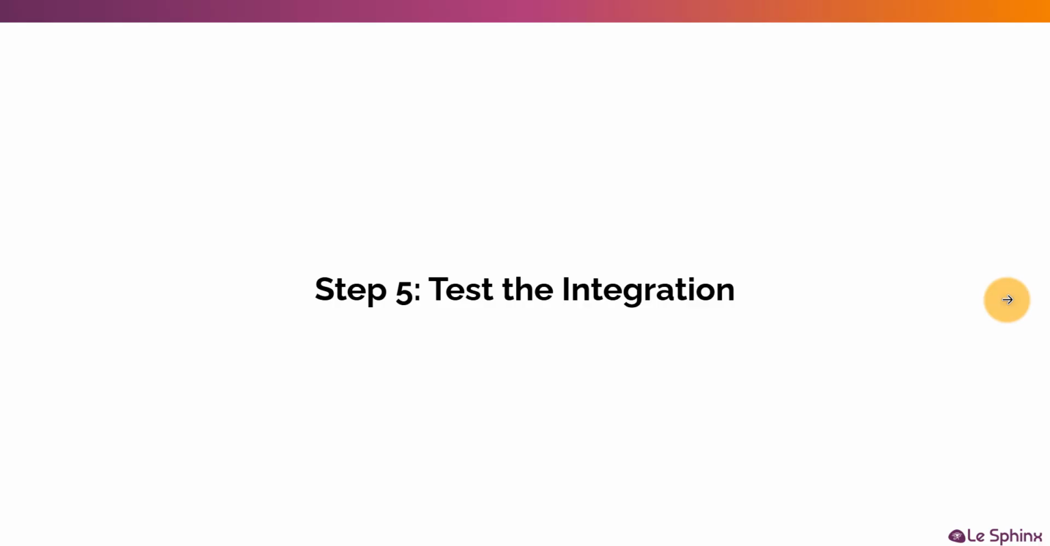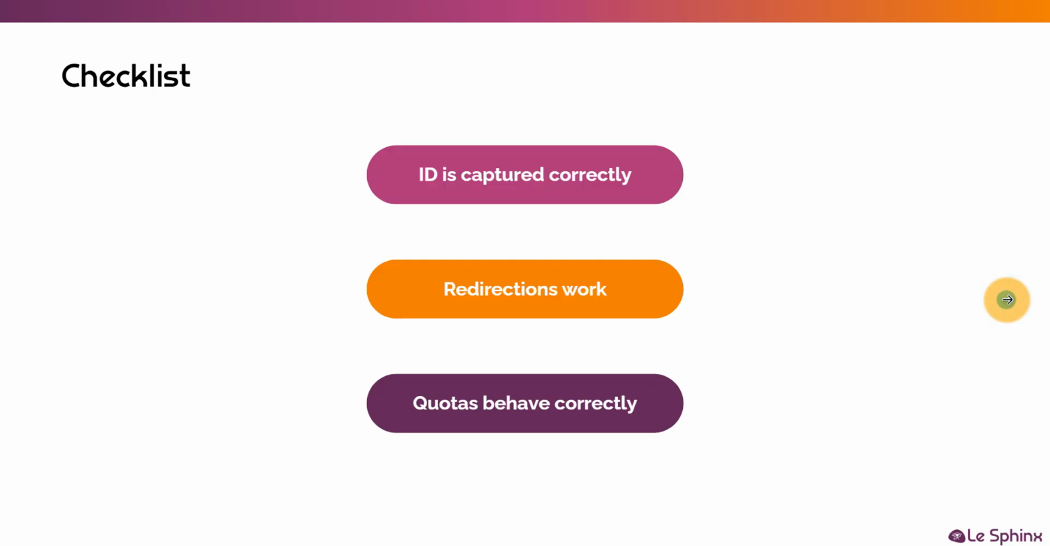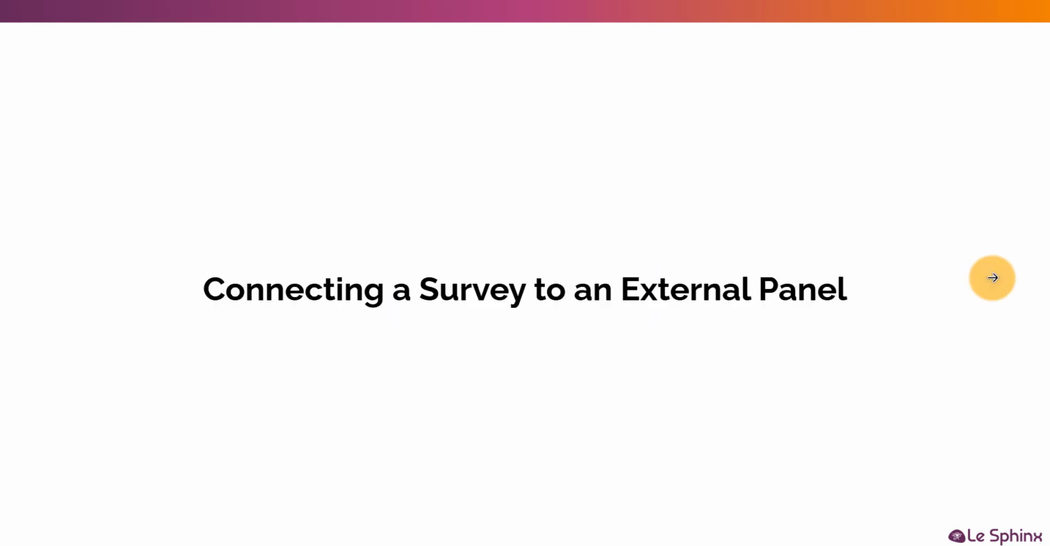Step 5. Test the integration. Before launching your survey, validate the setup with the panel provider. Make sure the ID is captured correctly, redirections work, and quotas behave correctly. Ask the panel to generate a few test responses to ensure everything is working as expected. After all this process, your survey is now fully connected to the panel provider and ready to collect responses. This process requires coordination between you and the panel provider to ensure accurate data collection.